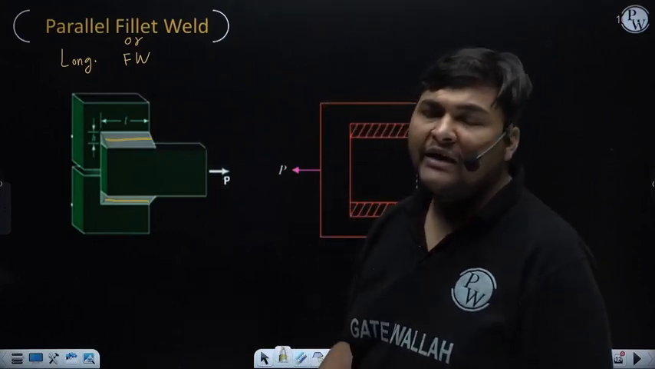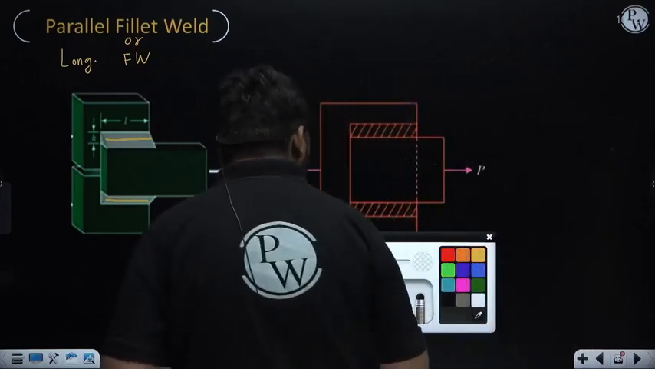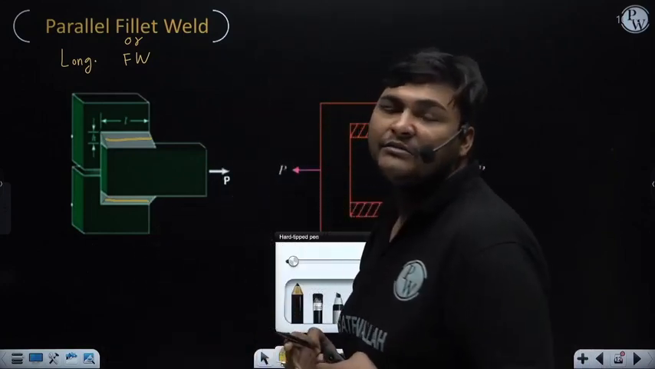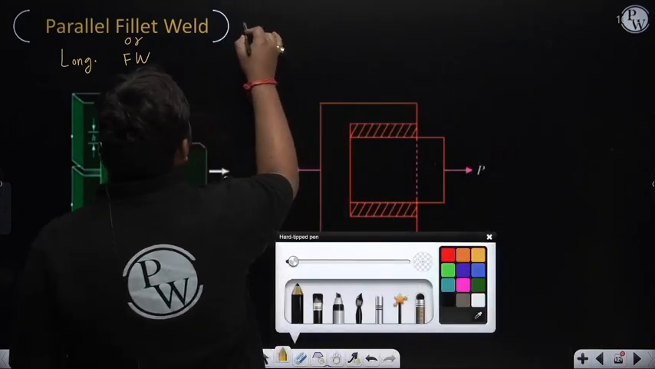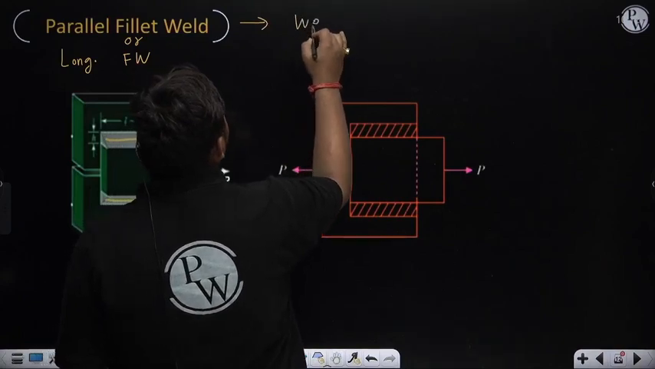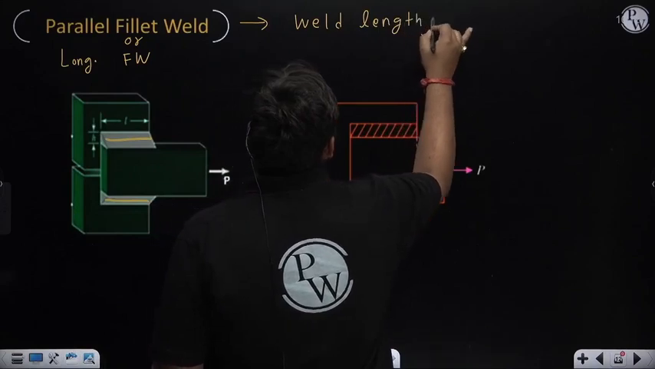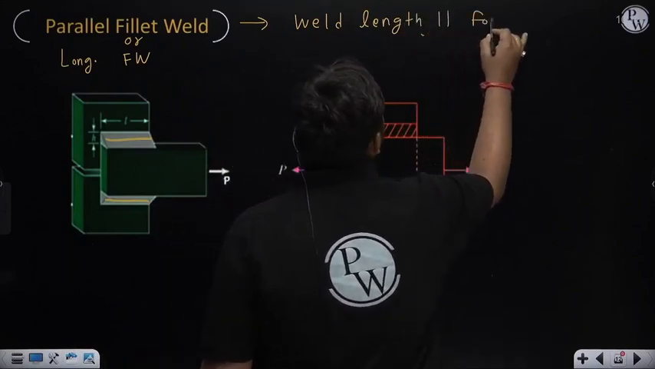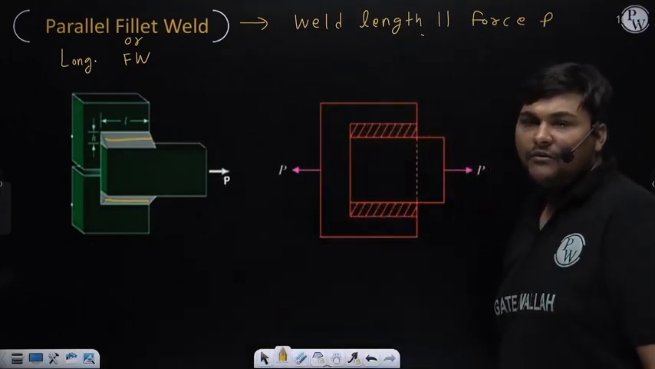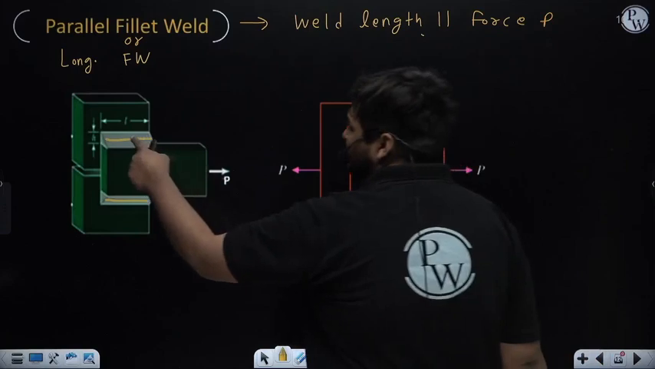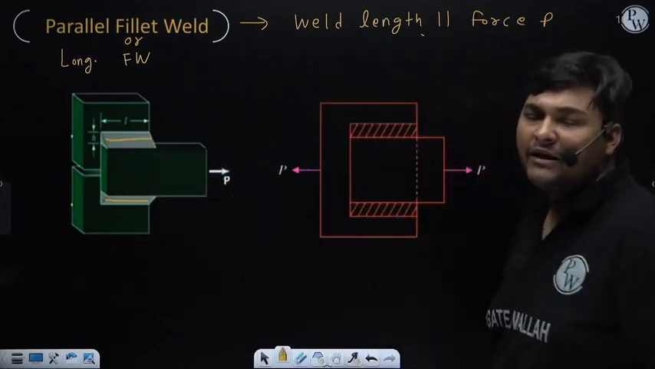So if length of the weld is parallel to the force P, then that fillet weld is known as parallel fillet weld. This definition we can only use when this component is subjected to axial force P. So the simple definition of parallel fillet weld is, in fillet weld, if the weld length is parallel to force P, then that fillet weld is known as parallel fillet weld. Very simple. So right now these two fillet welds are parallel fillet welds with respect to this load P, because it is parallel to force P.